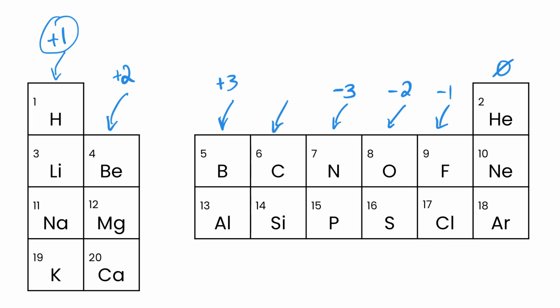Now, I skipped group 4 here, but that's because it depends on what it's combined with. It can either take a +4 or a -4, depending on whether it's combined with another metal or with another non-metal. So the nice thing about simple ionic compounds is that you're never going to run into that scenario, so you don't really need to worry about it with the examples we're showing in this video, but just know that they can take a +4 or a -4 valence depending on what else it is combined with.